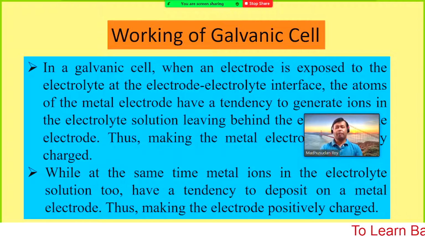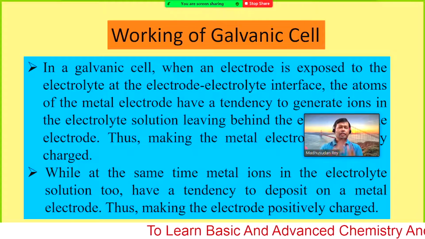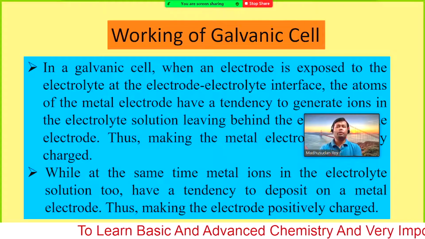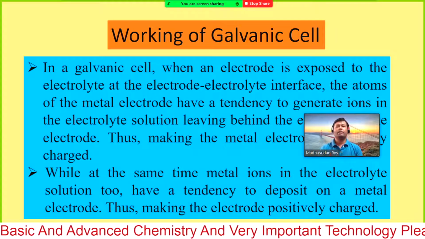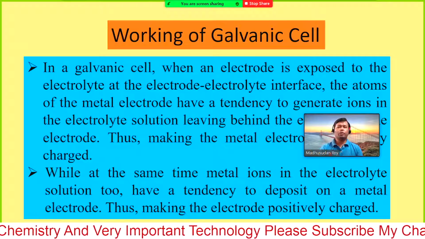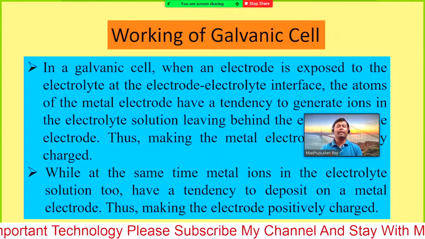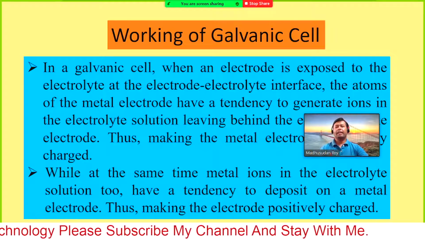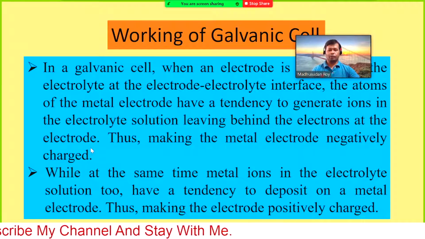So in a galvanic cell, when an electrode is exposed to the electrolyte, that means the electrode is dipped into the electrolyte, that means it comes into contact with the electrolyte. So at the electrode-electrolyte interface, the atoms of the metal electrode have a tendency to generate ions in the electrolyte solution, leaving behind the electrons at the electrode.